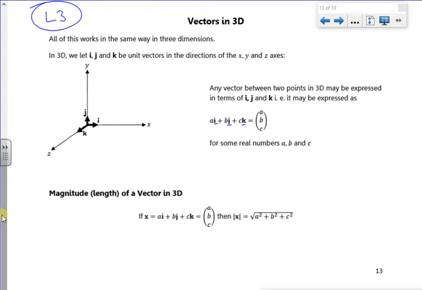or we can have it in vector form, a, b, c. The length is just Pythagoras in 3D. And if you remember at GCSE, you did some 3D stuff. It's just using the stuff you did at GCSE. So have a quick look at some of these examples.